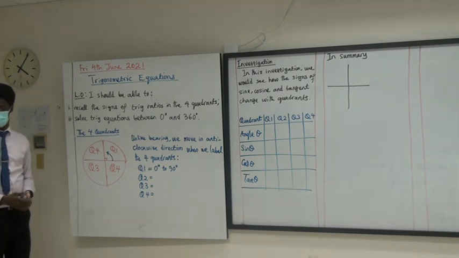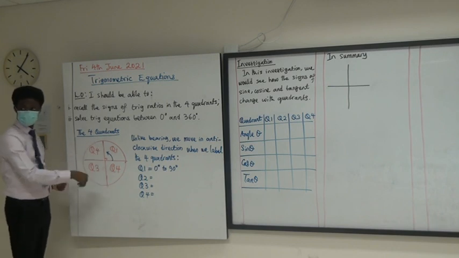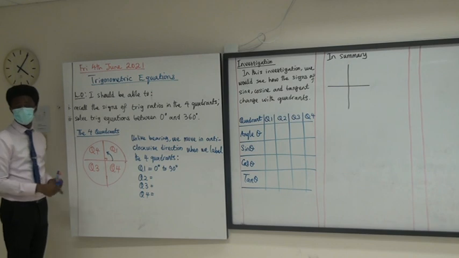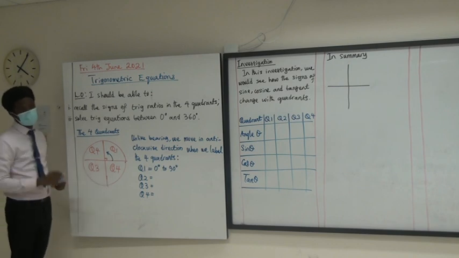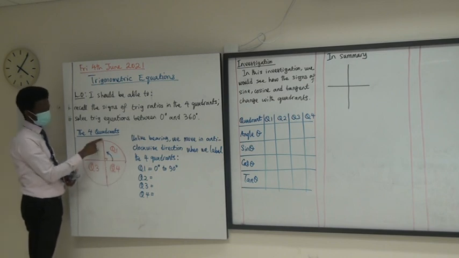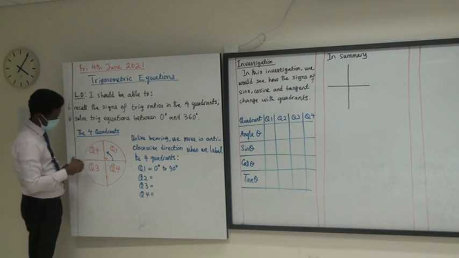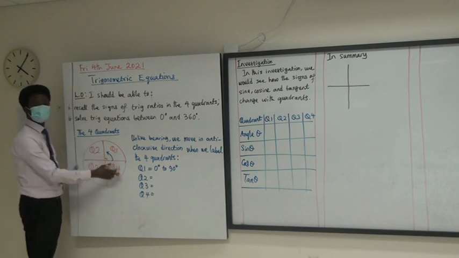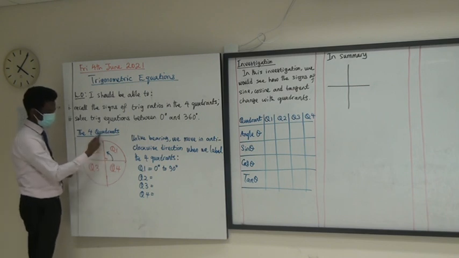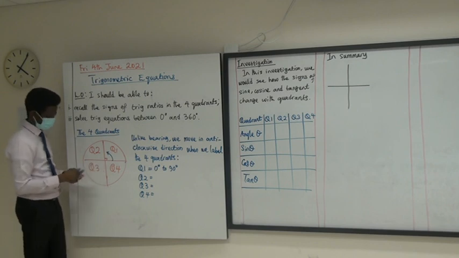So, unlike bearing, when we were doing bearing, we were moving in a clockwise direction. When dealing with quadrants in trigonometry, we go in an anti-clockwise direction. So this is the 0. Even in bearing, the 0 is here, right? Then you go in this way. So this is your first quadrant, second quadrant, third quadrant, and the last quadrant. So this is how we go from 0 back to 360. Understand that?